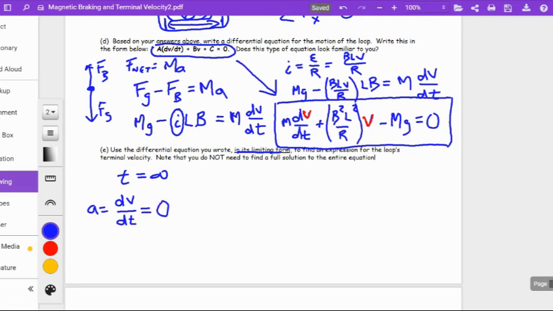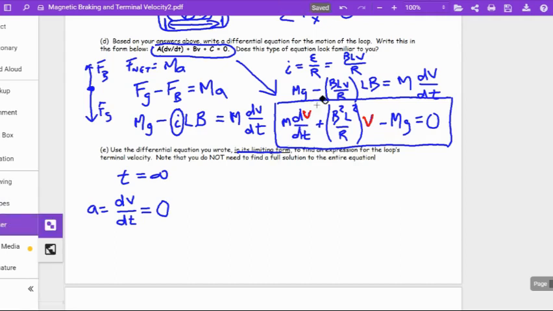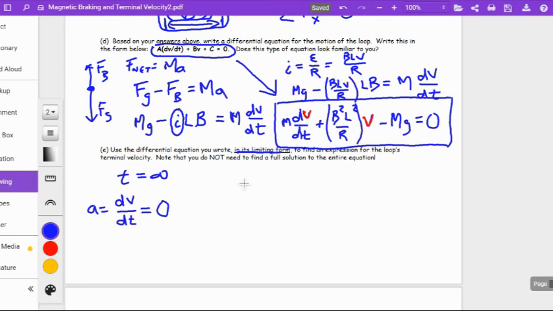You're moving, but you're just not going faster. You're not gaining speed. And so you can see, if you plug that into the top equation, it knocks out this first term, and that simplifies the equation. So let's see what happens. We're going to end up with B squared L squared over R, multiplied times the terminal velocity. This is a very specific velocity. It's not the function anymore. It's just a number. Is equal to mg.